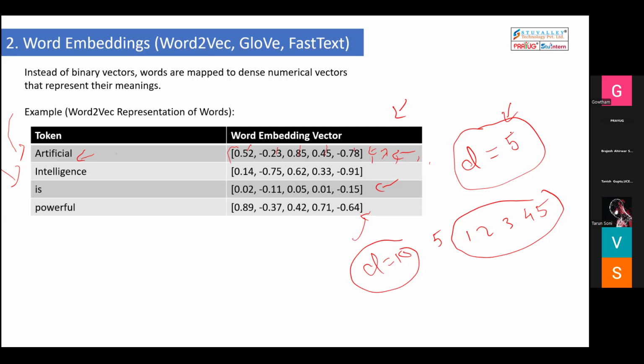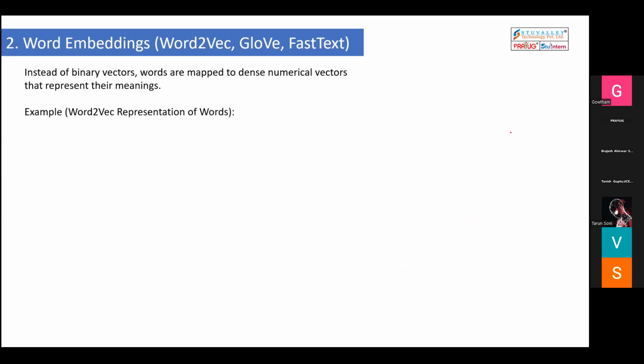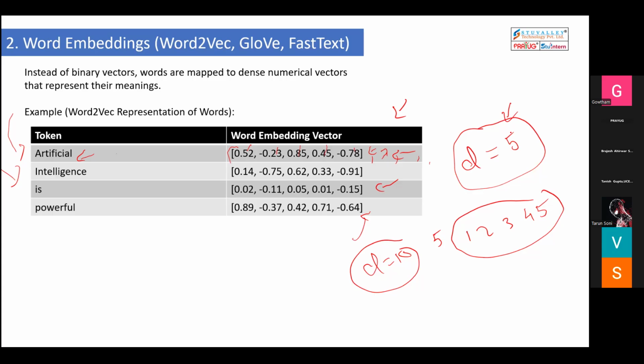Now let's see how word2vec is performing. How does word2vec work? Word2vec is nothing but a kind of predictive model that learns word embeddings by predicting the relationship between words. It has two different types. Okay, one type, let's see.